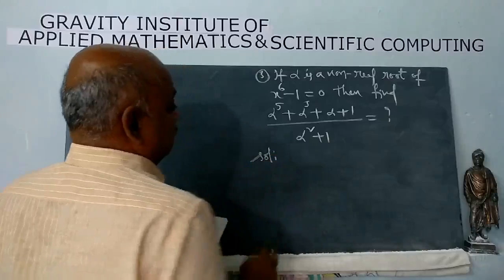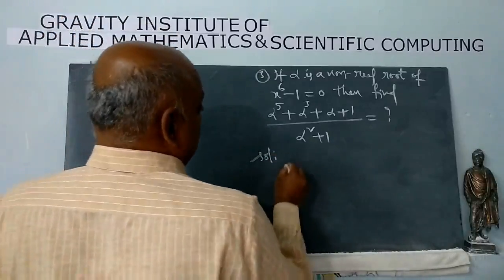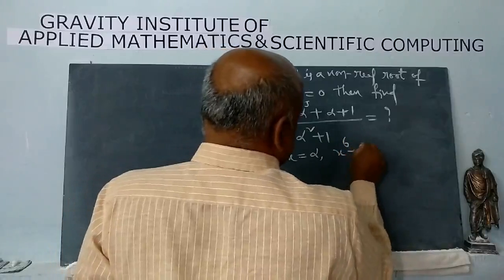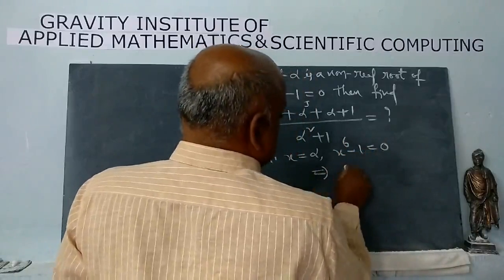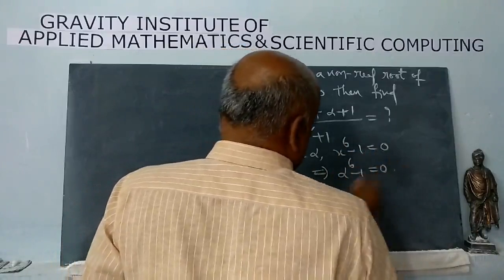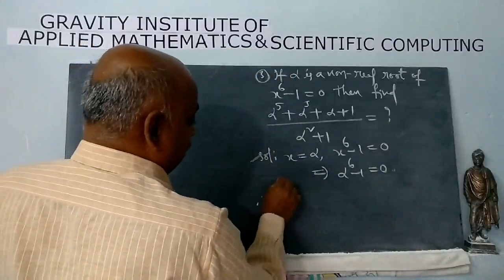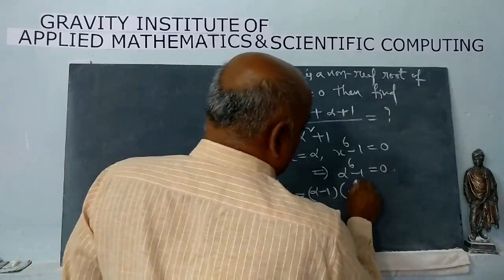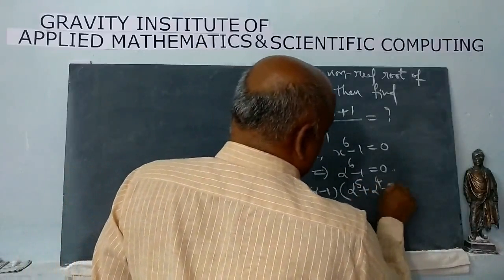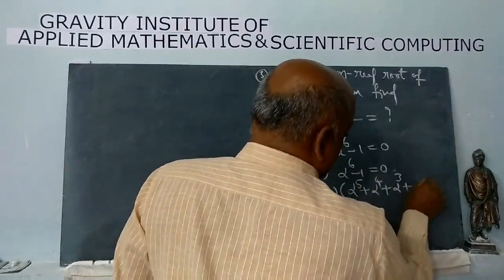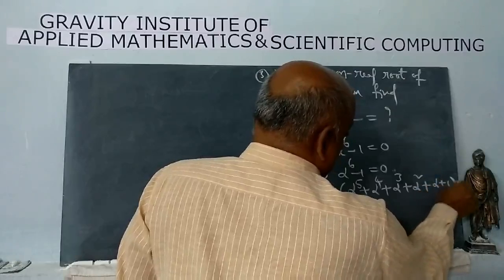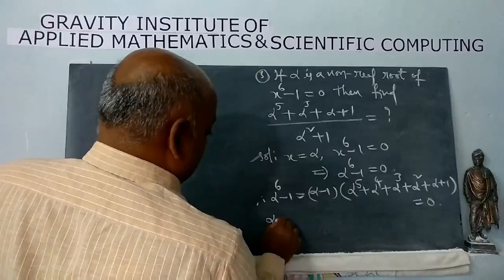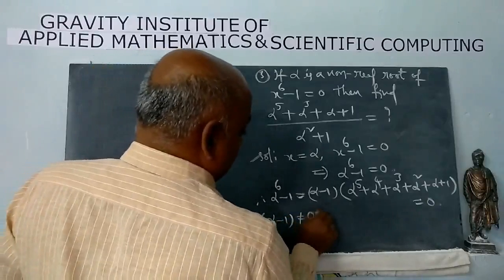Solution. x is equal to alpha, x to the power of 6 minus 1 is equal to 0. This implies alpha to the power of 6 minus 1 is equal to 0. Therefore, alpha to the power of 6 minus 1 is equal to alpha minus 1 into alpha to the power of 5 plus alpha to the power of 4 plus alpha cube plus alpha square plus alpha plus 1, which is equal to 0. So here alpha minus 1 is not equal to 0.